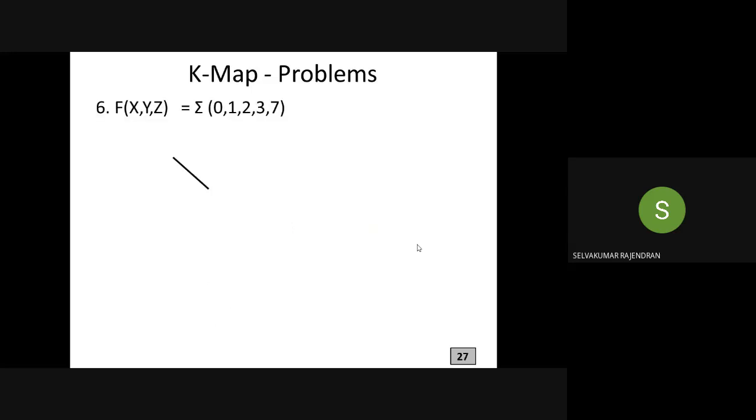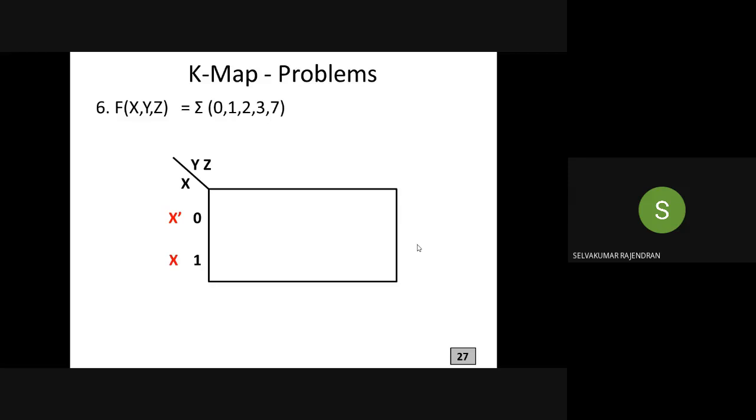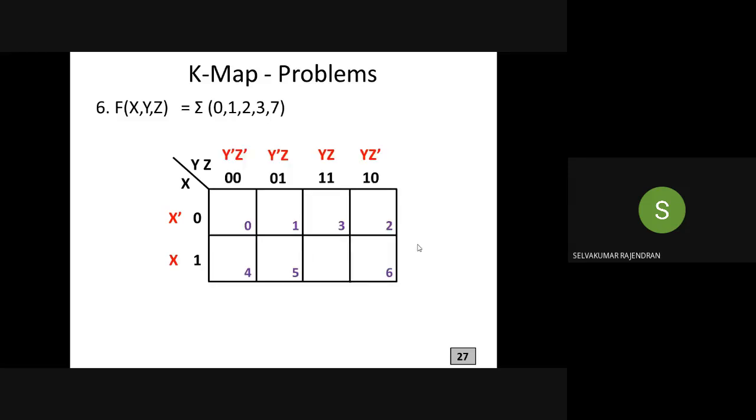So this is another example. Here also we have 3 variables, so a 3 variable K-map. The minterms are 0, 1, 2, 3, and 7. I'm putting the ones in cells 0, 1, 2, 3, 7. In this K-map, you can combine 4 ones as the maximum, so the maximum possible ones are 4.